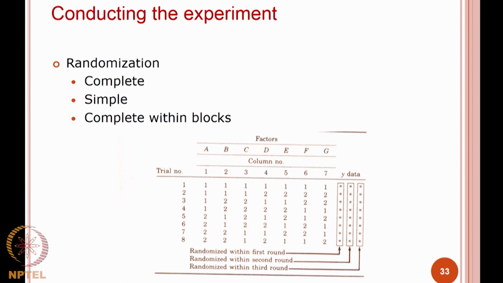So, how can you do this randomization? There is something called complete randomization, simple randomization and complete within the block. So, we will see what it is, and very important from an experiment perspective is you should not bias certain things. When you are trying to do an experiment, you should not bias certain things.